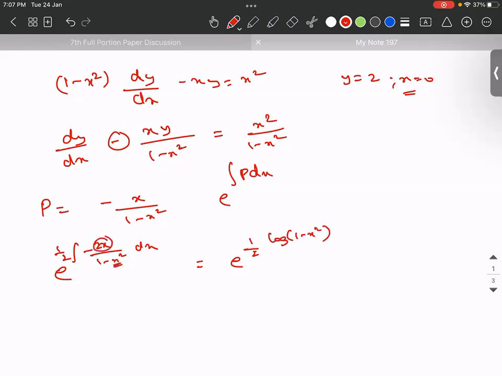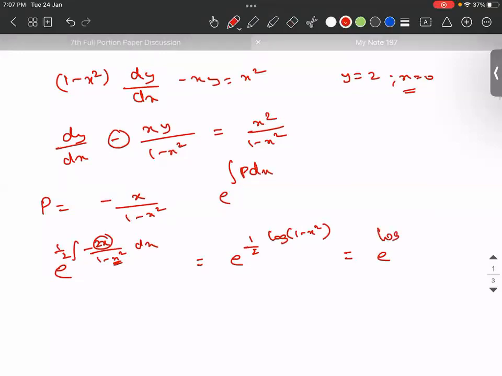Because I have x square here, the derivative of that should be the numerator. So what will you get? E power log of 1 minus x square, the whole power half. So you will get root of 1 minus x square. Correct? Yes, sir. So this is going to be the integrating factor.